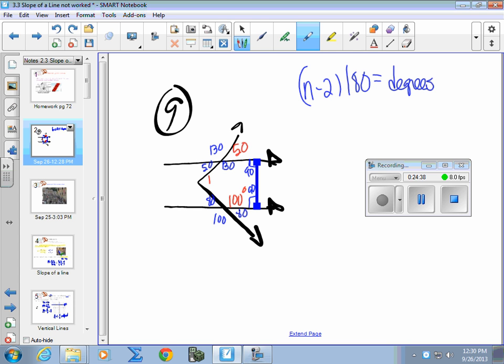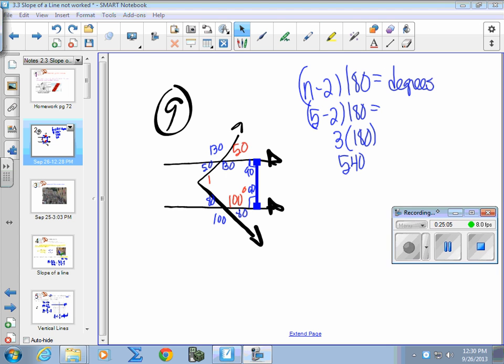So how many sides does this polygon have? 5. So we would say 5 minus 2 times 180 would give you the total degree of the sum of all the angles. So we have 3 times 180. So we get that this pentagon has 540 degrees.